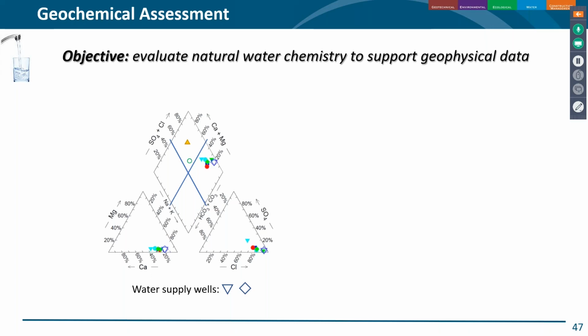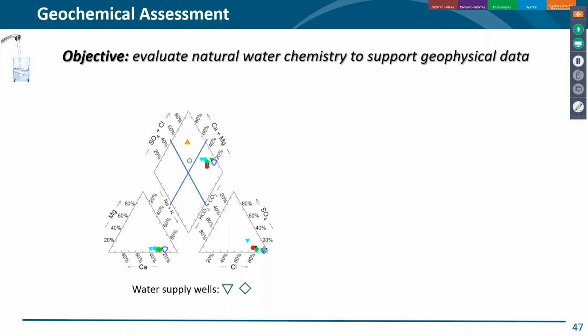And what you're looking at right here is called a Piper plot. Each one of those points on the plot represents the natural water chemistry of a particular sample collected from a particular well. So each one of those is a different well, including the water supply wells that I showed you the icons for. In the triangles, the one on the left has all of the positively charged minerals, and the one on the right has all the negatively charged minerals.